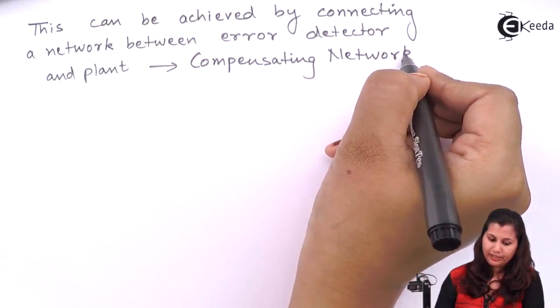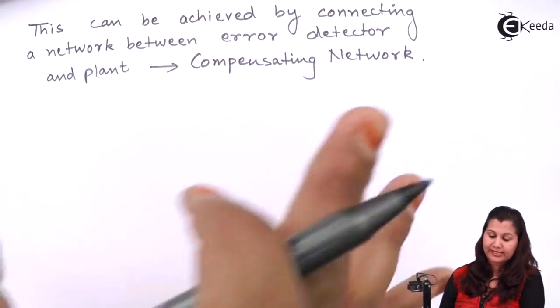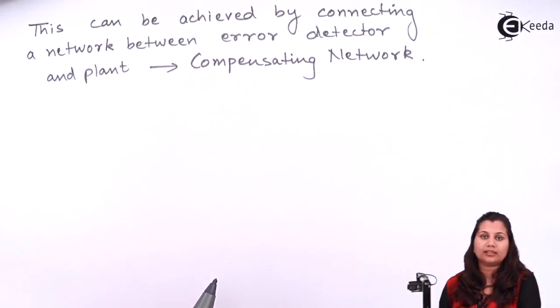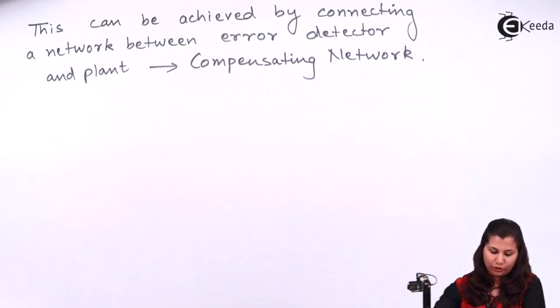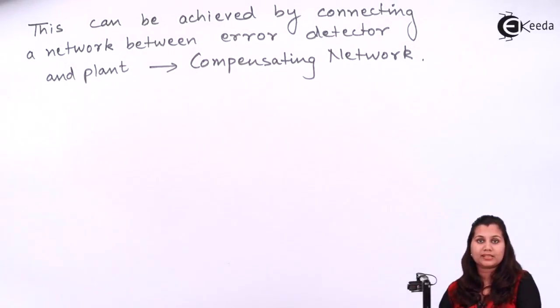Now there are different arrangements for the introduction of these compensating networks in the system. Here we have added the compensating network between the error detector and the plant. They can be added in series, they can be added in parallel, or in feedback also we can add. So there are different arrangements of this compensating network. Let us study these arrangements one by one.